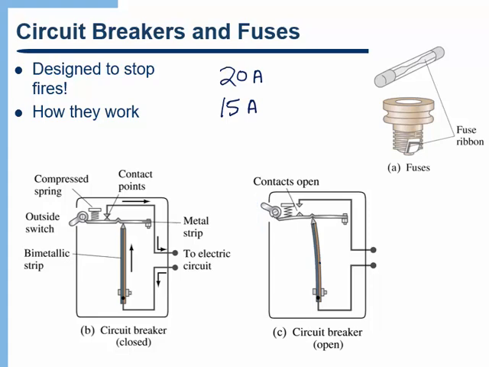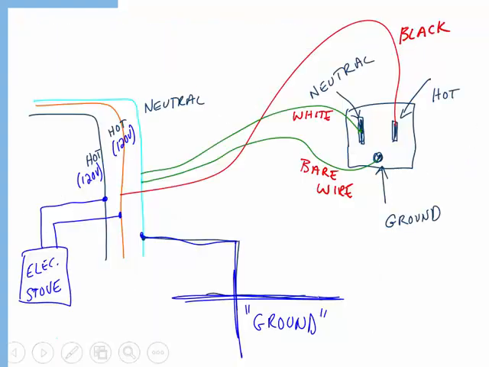Older homes use fuses, and fuses work well too. It's just that the way they work is there's a piece of metal that simply burns up if you put too much current through it. The problem there is you have to go buy a new fuse when that happens.